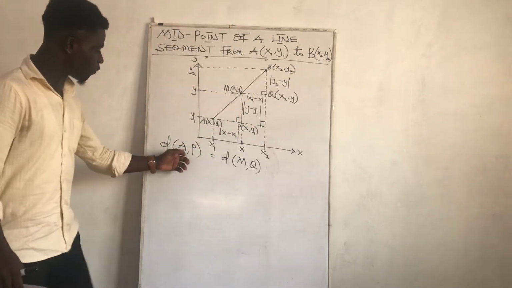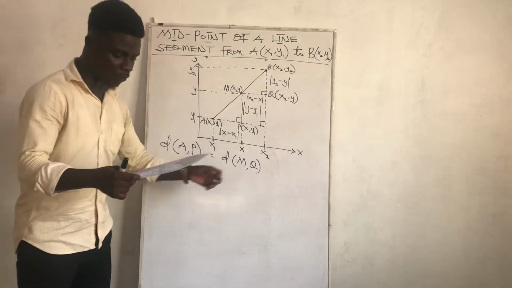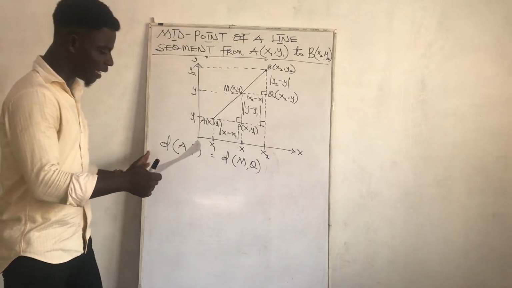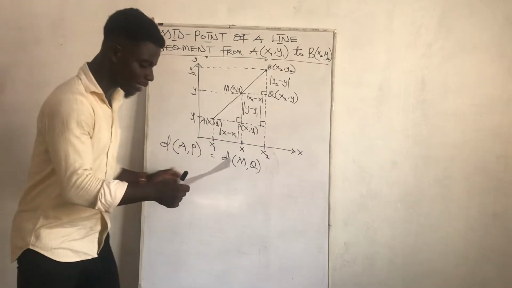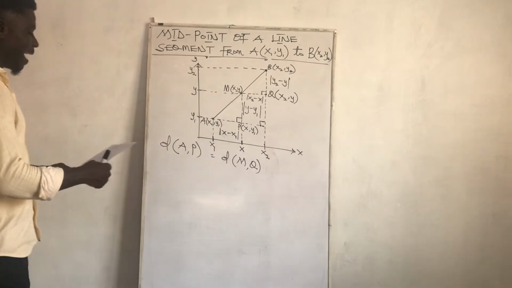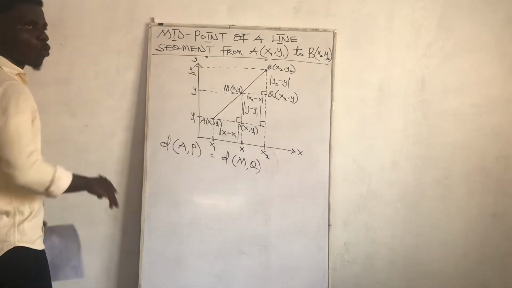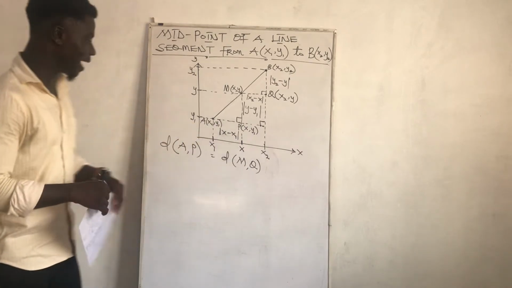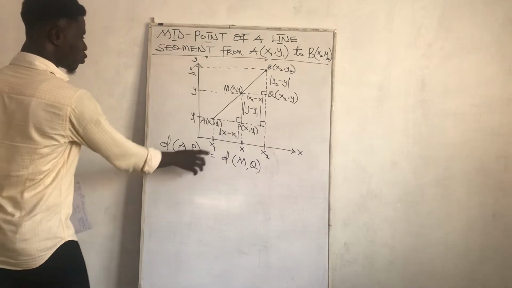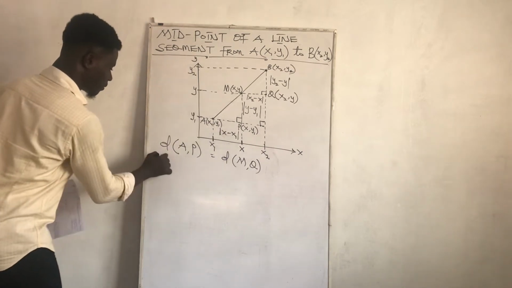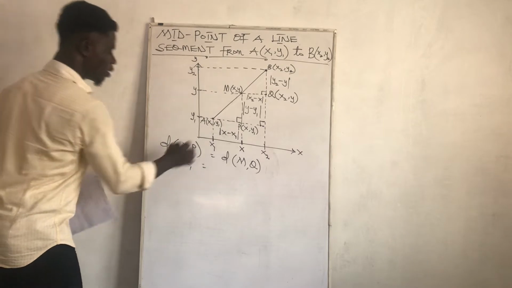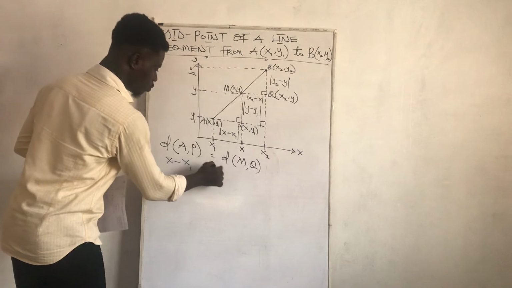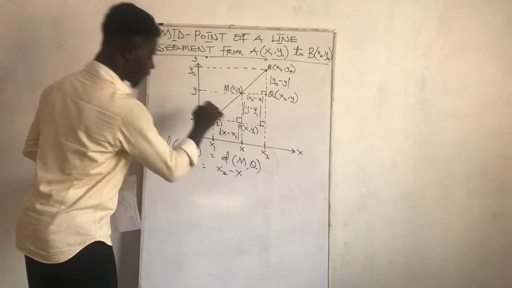So we have the distance of AP equals the distance of MQ. So we are saying that if M is the midpoint of the line segment AB, then we have equal distances along the x coordinate. We are considering the x coordinates, equal distances along the x coordinates. So the distance of AP, which is x minus x1, equals the distance of MQ, which is x2 minus x. Right.